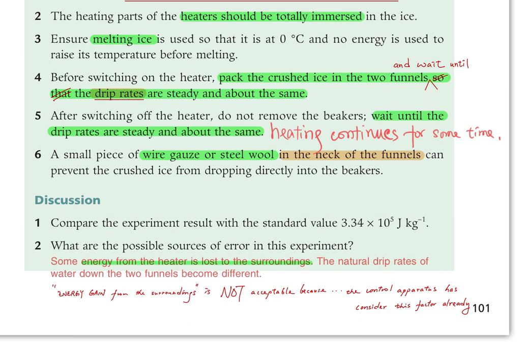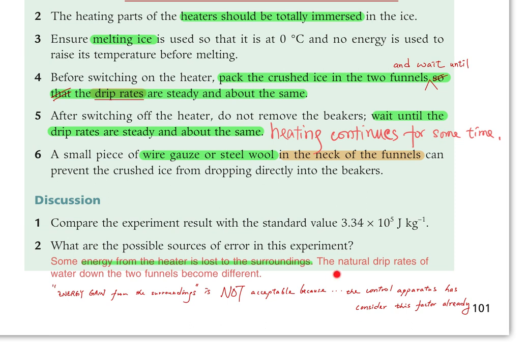In this experiment, one possible source of error is the energy loss of the heater to the surroundings, if the heating element is not totally immersed in the ice, or when there is an air gap between the heating element and the ice. Energy gain from the surroundings is not a correct answer to explain the source of error in the experiment, because the control setup has already considered the heat gain from the surroundings.